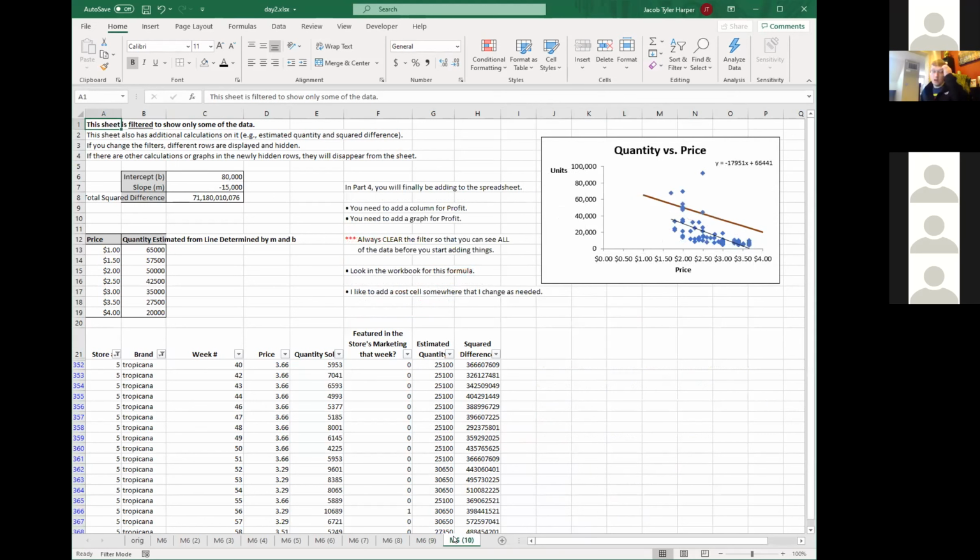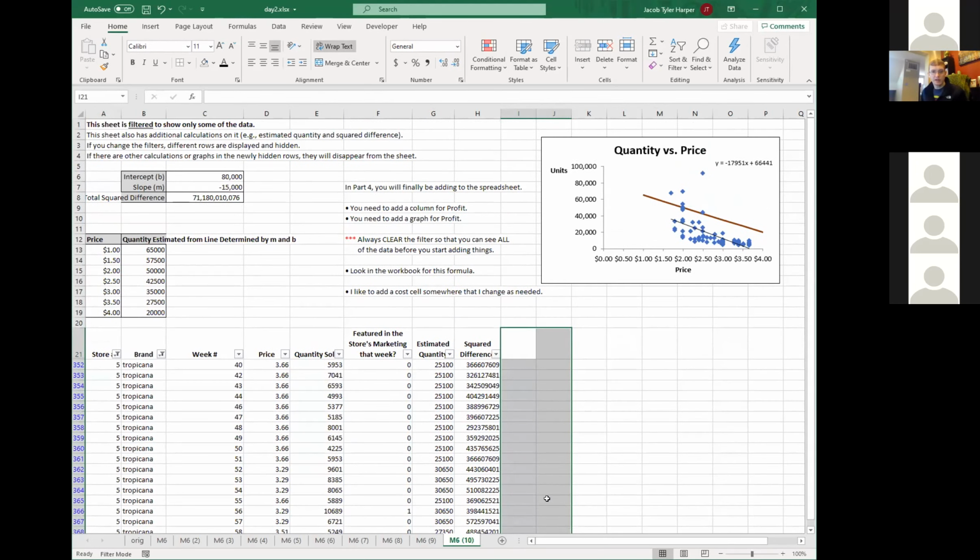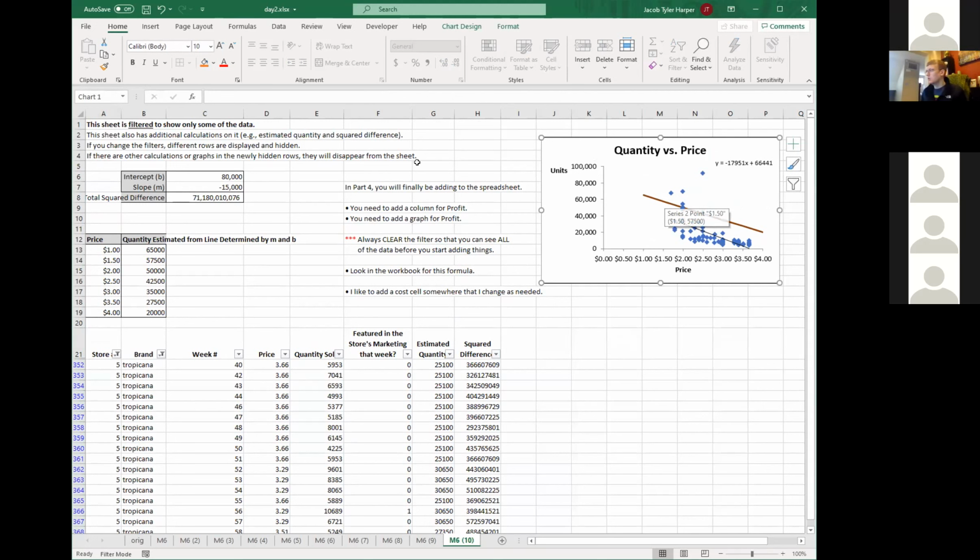Okay, what else is going on today? In part 4, we're finally going to be adding some columns over here, some actual calculations we have to drag, and you're going to add another graph to the spreadsheet, and these have to do with profit. The thing I wanted to point out is you always want to clear your filter so you can see all the data before you start adding things.